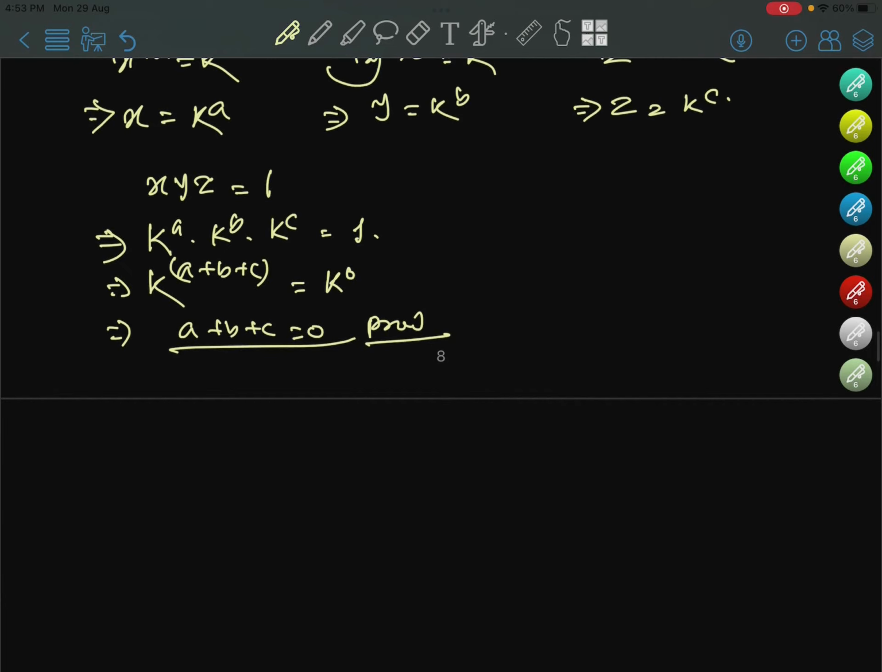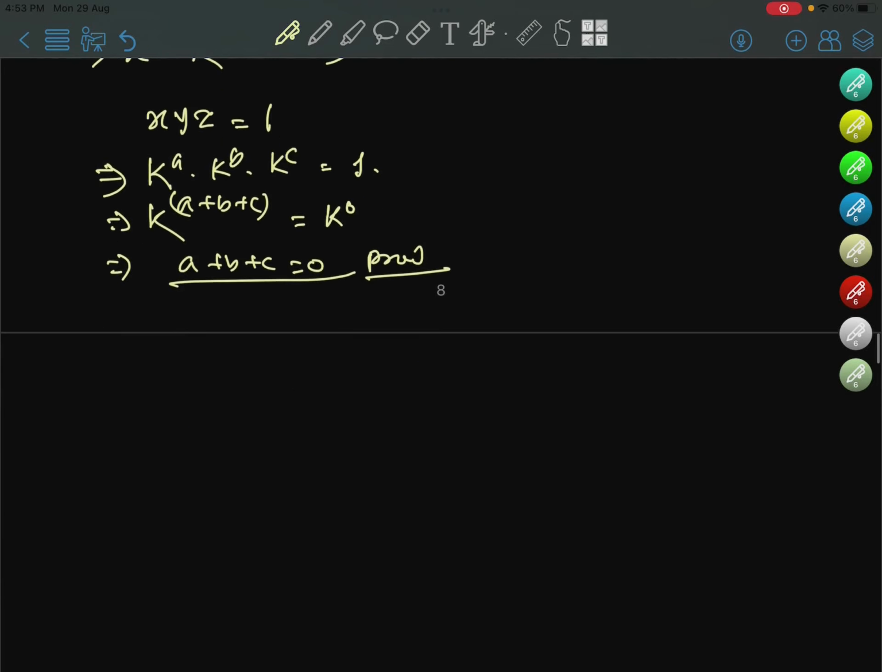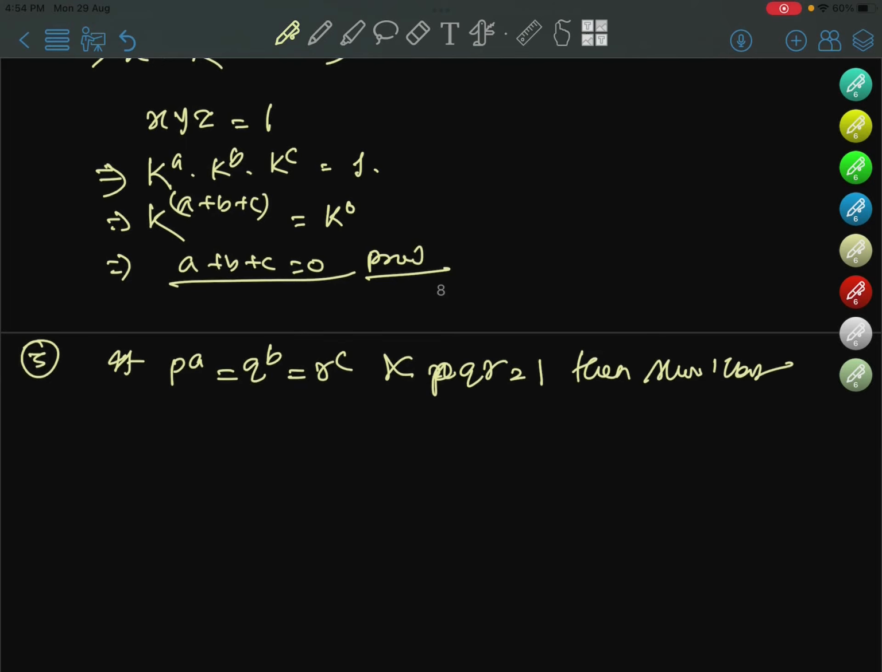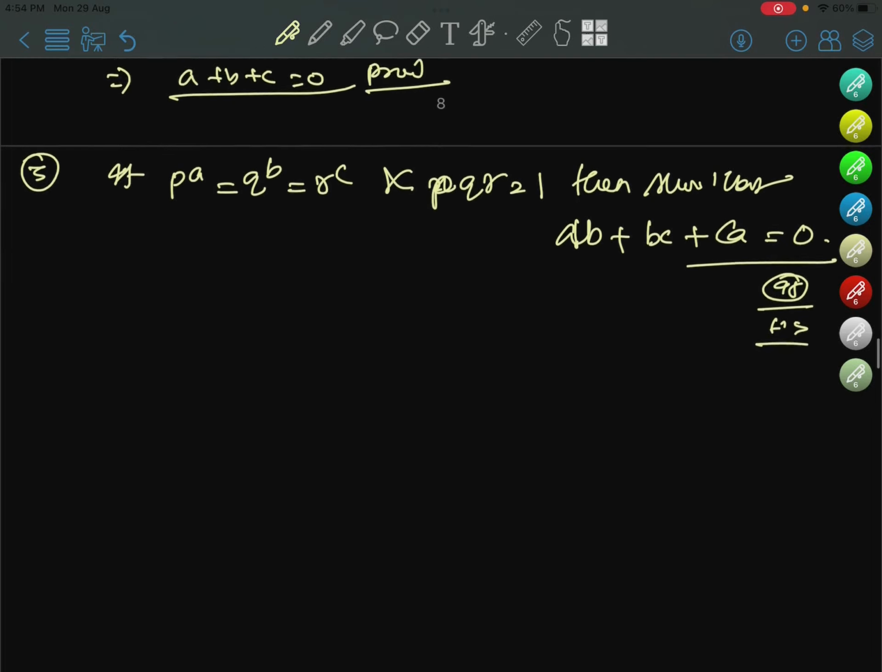The next one is also easy, but I am going to prove it in front of you. Now the next one is: if p^a = q^b = r^c and pqr = 1, then show that ab + bc + ca = 0. This question was asked in the 1998 Higher Secondary Examination of West Bengal.